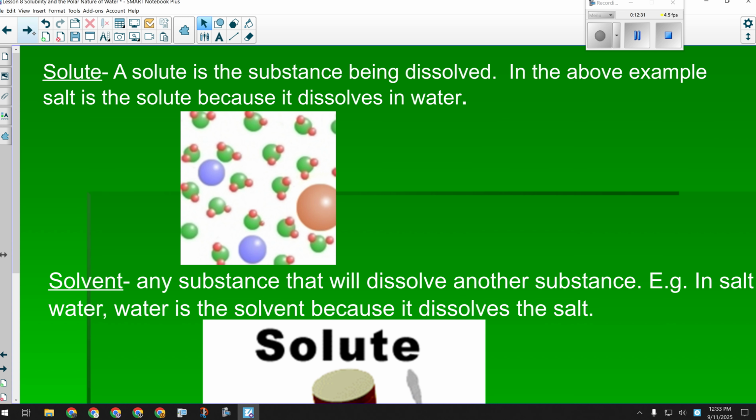Okay, other terminology. So write these two down, solute and solvent. I'll give you a minute to write those two down and then we'll talk about them. Okay, so solute is the thing being dissolved. Okay, whatever it is we're trying to dissolve. If I put a teaspoon of salt into a big glass of water, the salt would be the solute, the water would be the solvent.